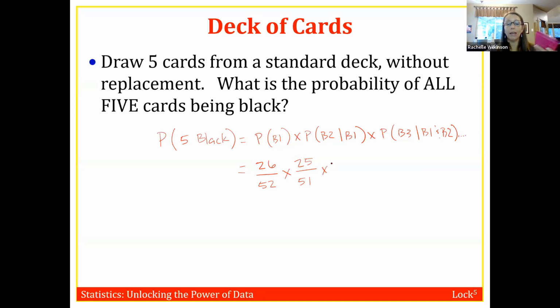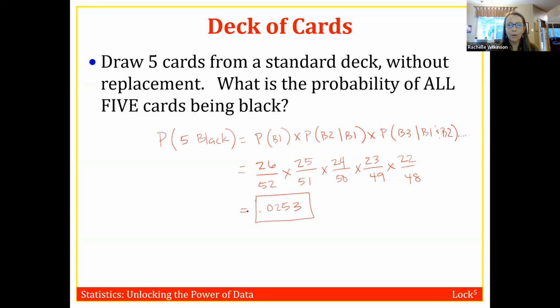Now, when I put my hand in again the third time, there's only 24 blacks in the deck because I'm already holding 2 in my hand, and there's only 50 cards left in the deck, so I would take 24 over 50. And you can kind of see the pattern here. So the next one would be 23 over 49, and for the fifth card, we would have 22 over 48. So if I multiply all those together, then I end up with 0.0253.